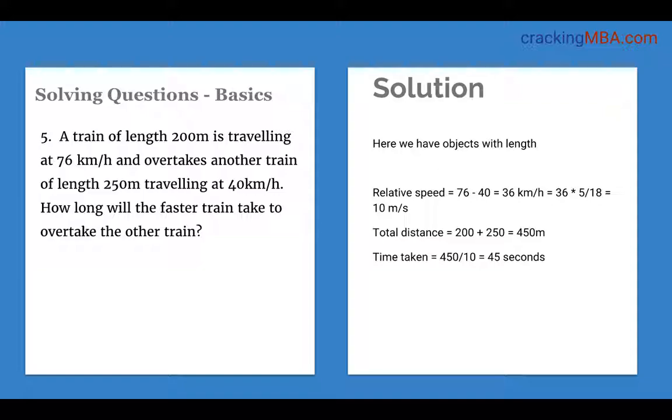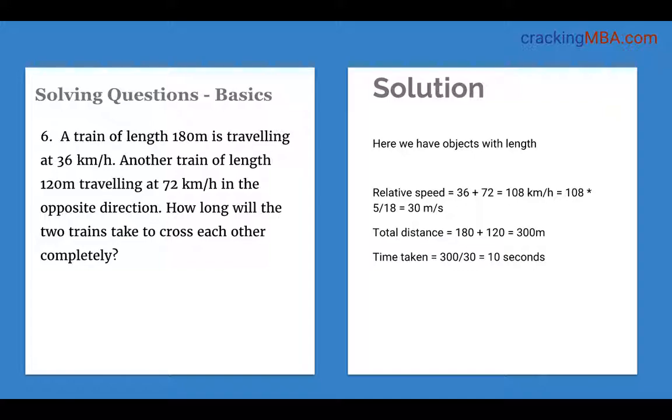The total distance is the total lengths of both the trains. Now whether they travel in the opposite direction or the same direction, the total length is nothing but the sum of the lengths of the trains, because that is how much distance has to be covered. So total distance is 450, time taken is 450 by 10, which is 45 seconds. So the key concept here is the total distance will always be the length of both the trains, in either the same direction or opposite direction.